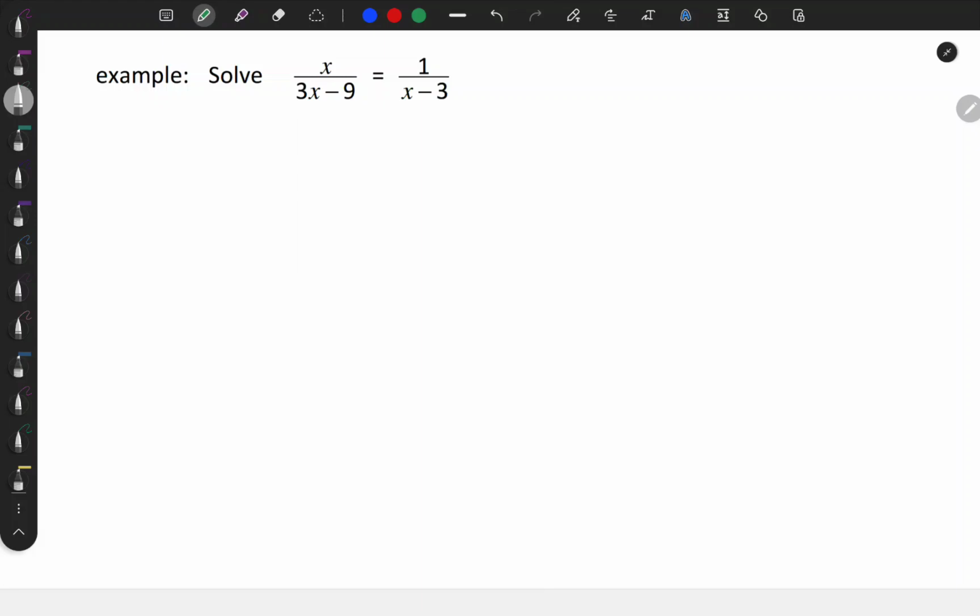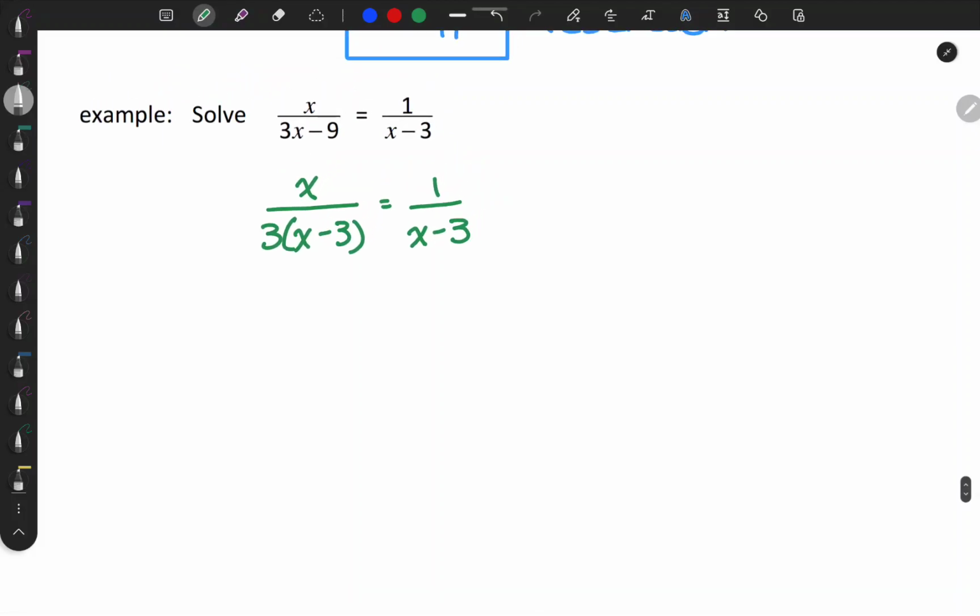All right, for this one, I'm going to start off by factoring and just making this a little simpler where possible. So in the first denominator, I can factor out a 3 times x minus 3. And that's equal to 1 over x minus 3. I'm also seeing this is kind of a good one for finding a common denominator and rewriting.